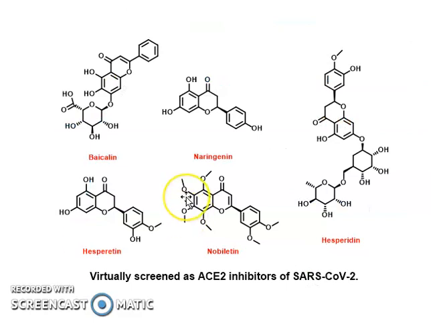Being a chemist, I was more interested in the chemical structures. These are the structures of some molecules that could be used for this purpose.